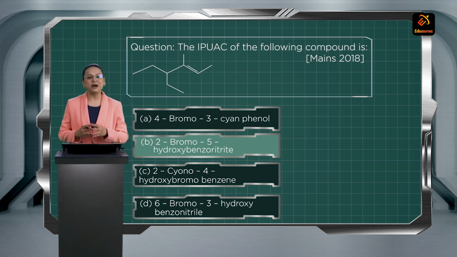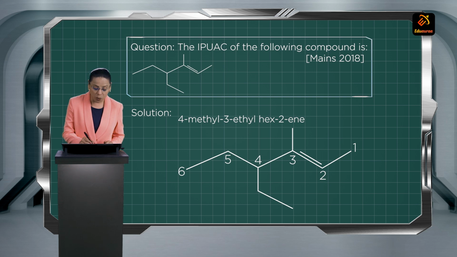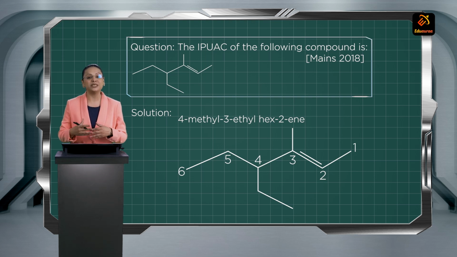What is the first step? Look at the longest carbon chain. So when I start the counting from here, 1, 2, 3, 4, 5, and 6, it's a 6 carbon chain. Let us see if I can get a 7 carbon chain. 1, 2, 3, 4, 5, 6. Here also 6. There is no way I'm getting any carbon chain which is more than 6 carbon. So the 6 carbon chain is the longest. That means hex will be the parent compound or the root name.